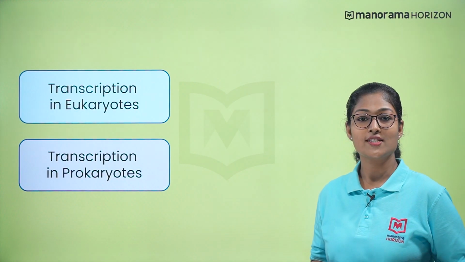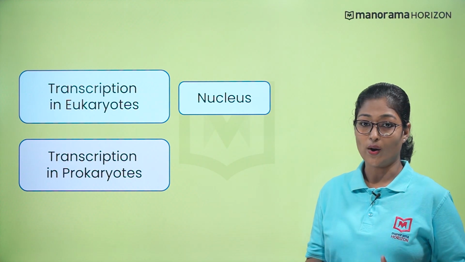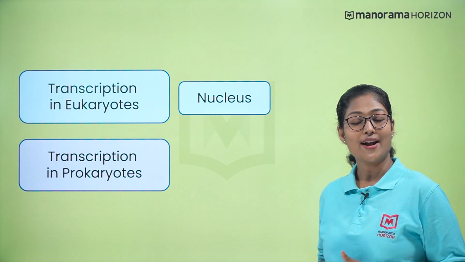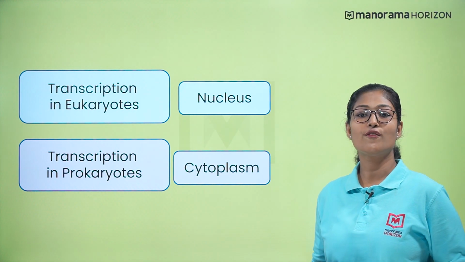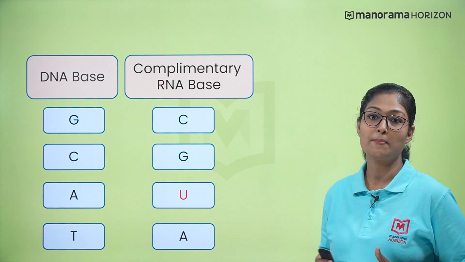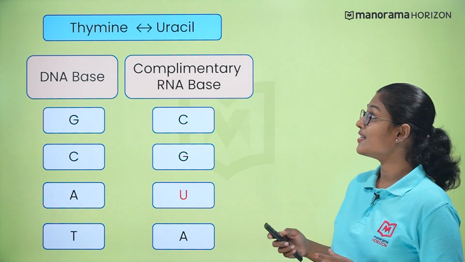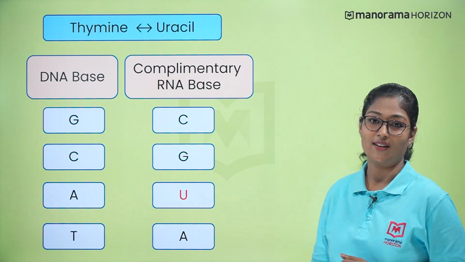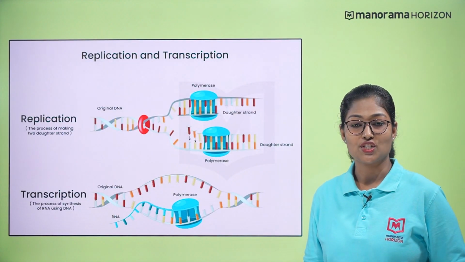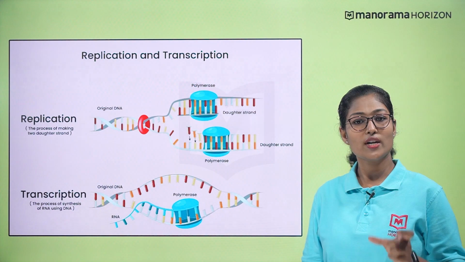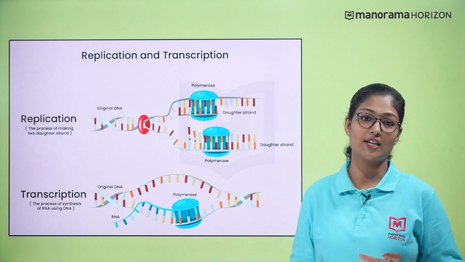For eukaryotes, transcription takes place in the nucleus, while for prokaryotes, transcription takes place in the cytoplasm. Transcription also follows the principles of complementarity, but it should be noted that thymine is replaced by uracil. It is seen only in the process of transcription. Unlike replication, in transcription, only one strand of the segment of the DNA gets transcribed into RNA.